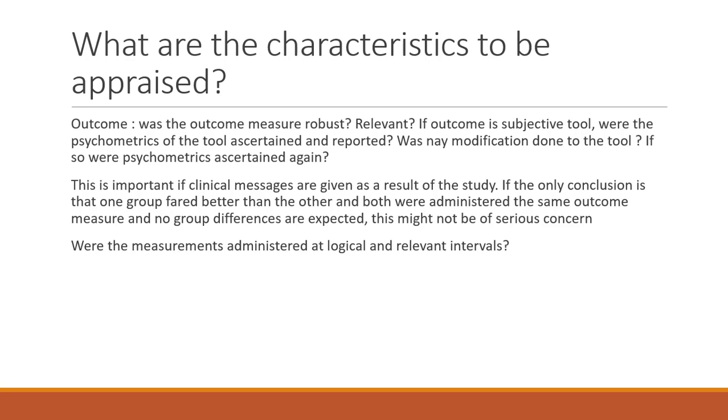Were the measurements administered at logical and relevant intervals? This also we need to know. The one common pitfall here is quality of life measures. Quality of life measures are sometimes given at the beginning of a trial and 6 weeks after a trial. You cannot really do this because quality of life is influenced by many factors other than just the disease.